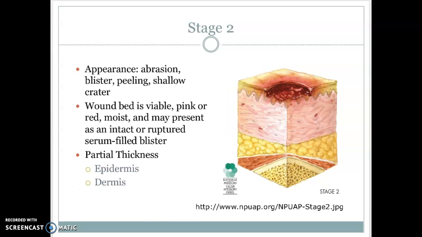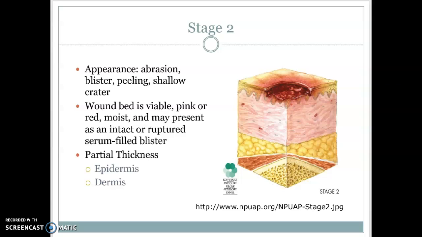Stage two, we'll stay with the example of the sacral area. It looks like a blister, it's peeling. Maybe there's even an indentation. It looks like a scratch. Often now we're through the skin, so it looks like a sore or a scratch. And there's pinkness or redness. It's moist. And obviously something has changed with the skin.